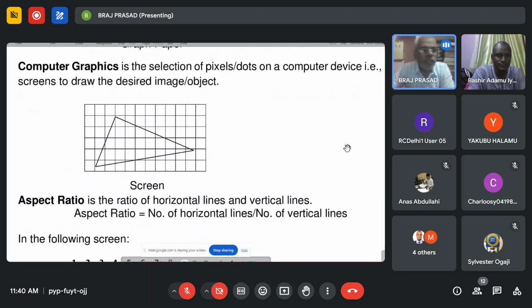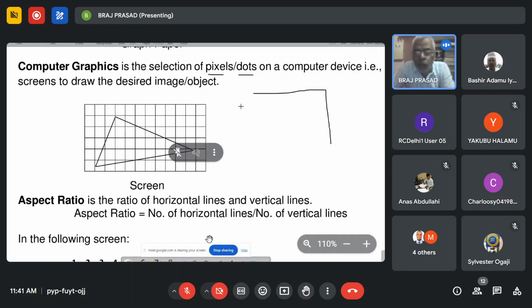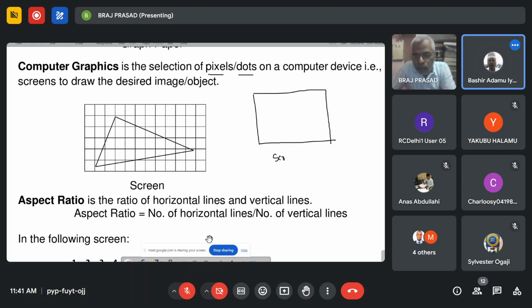Now we move to computer graphics or computer image. Computer graphics is the selection of pixels or dots on a computer device, that is the screen, to draw the desired image or object. Like graph paper, our computer screen, that is the monitor, is also divided into rows and columns.